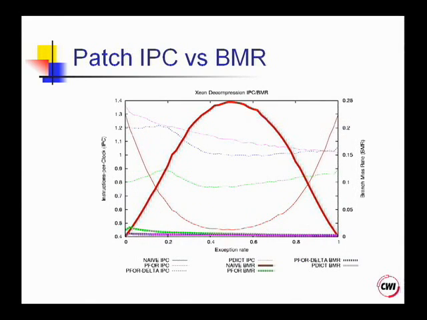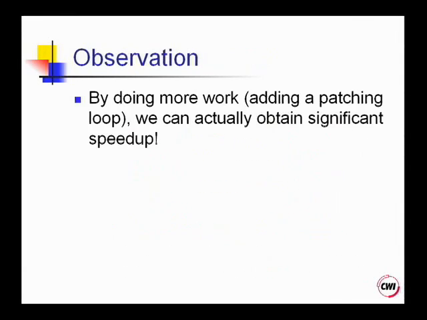And now the IPC and branch miss rate again. The branch miss rate is the thick line. We see that we hardly have any in the patching scheme, and therefore the IPC curves remain quite flat, which are the thin lines. And as I said, by doing more work, we added a second loop. We actually obtain a significant speed up.